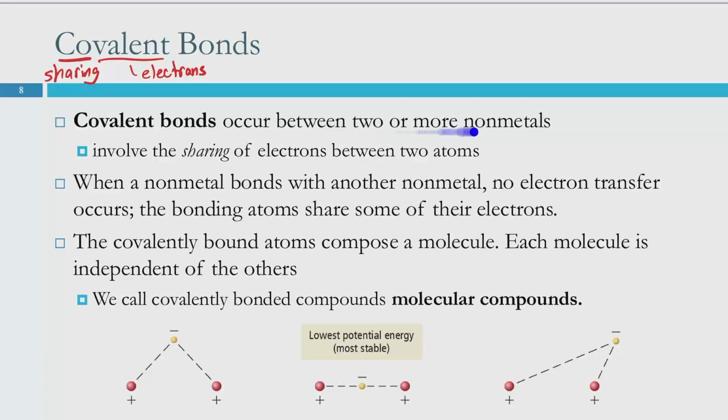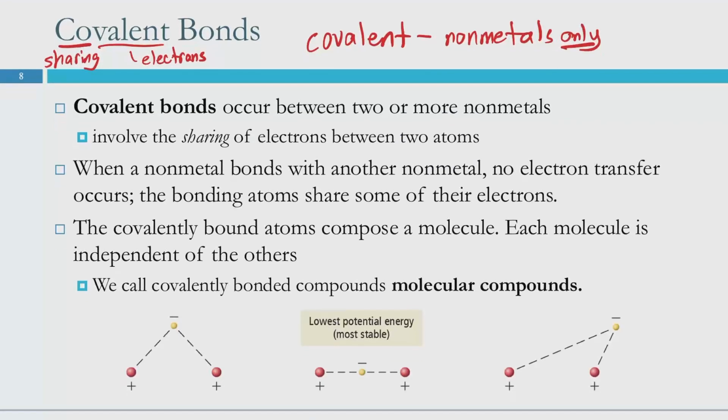These can exist between 2 or more nonmetals. So covalent is nonmetals only. No metals in my covalent bonds. Please and thank you. And again, these involve the sharing, that's the part, of electrons between 2 atoms. So when a nonmetal bonds with another nonmetal, we're not transferring electrons, we are sharing electrons.